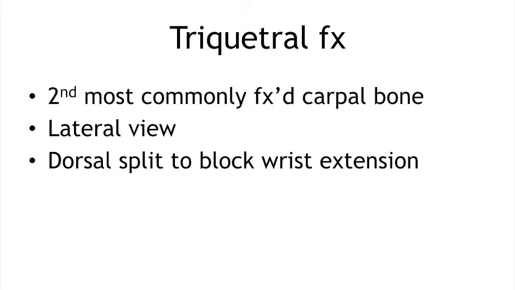And this is the second most commonly fractured carpal bone behind the most commonly fractured bone, which is the scaphoid. It's best viewed on the lateral view, and we talked about the dorsal splint to block wrist extension.